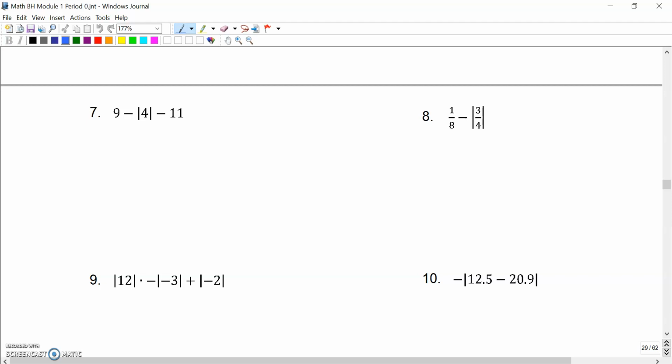In this video, I'm going to demo a couple of simplifying expressions involving absolute value. First one is 9 minus absolute value of 4 minus 11. We need to peel this away like an onion and not distribute.